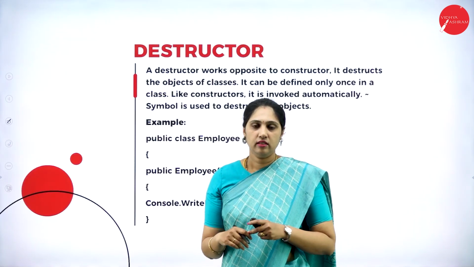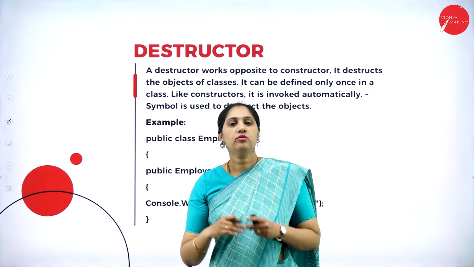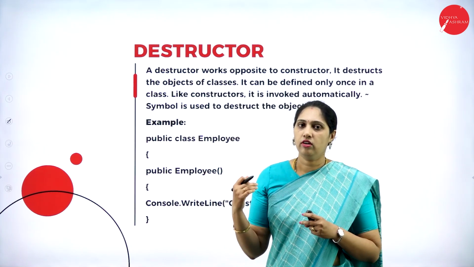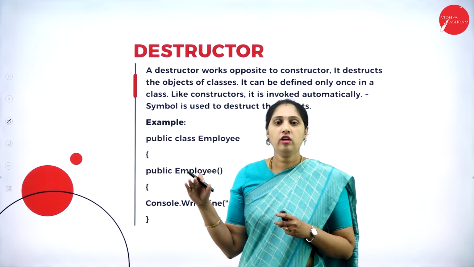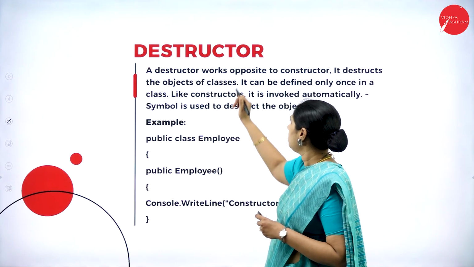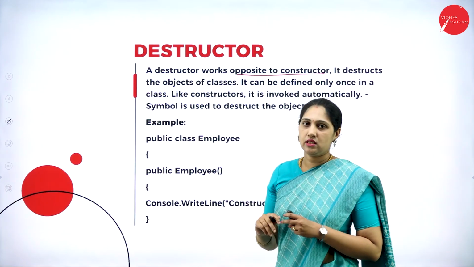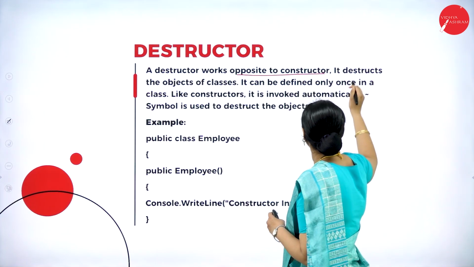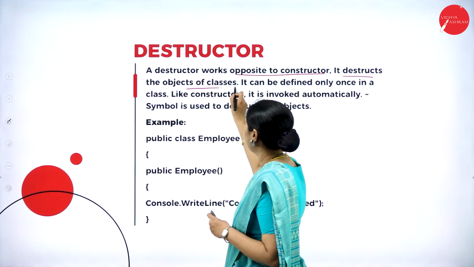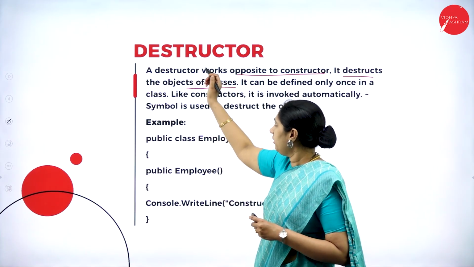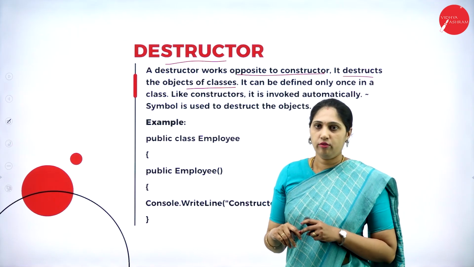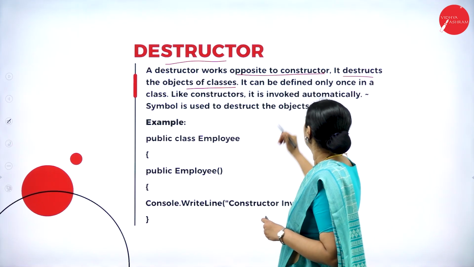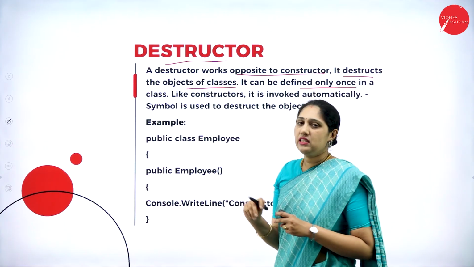Next, destructor. See, a constructor is called when we create an object. What is a destructor? As the name itself tells, it will destroy what? Constructor. So, a destructor works opposite to a constructor. It destructs the objects of classes. The name says destruct. What does it destruct? The objects of a class. So it can be defined only once in a class.